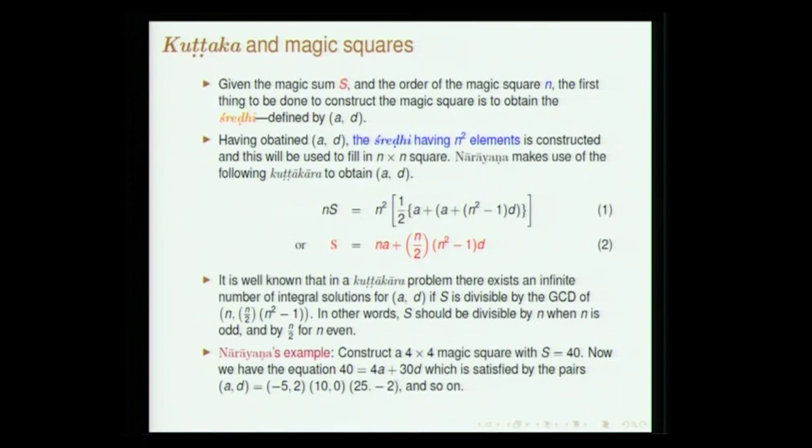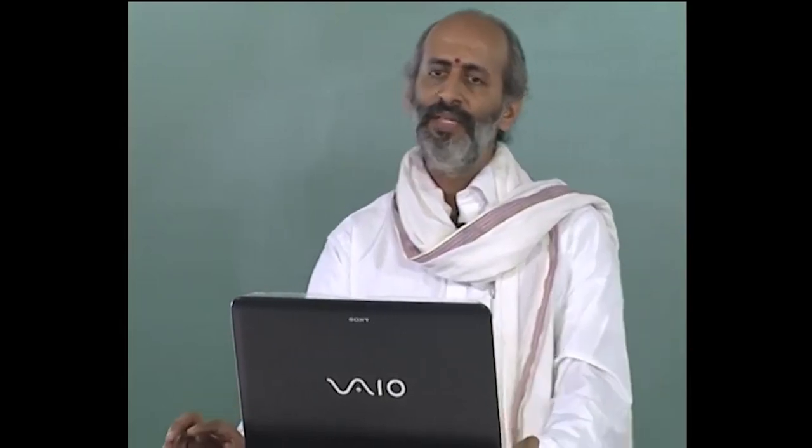In fact, right at the beginning of the chapter, Narayana says that if you have one solution, then you have an infinite number of solutions. Therefore, given S and N, if you are able to get one, you will be able to get infinite magic squares. That is the implication of understanding this. How many such magic squares can be constructed? The way Narayana has given, using this algorithm, you will be able to construct an infinite number. That is the point I wanted to convey through this.